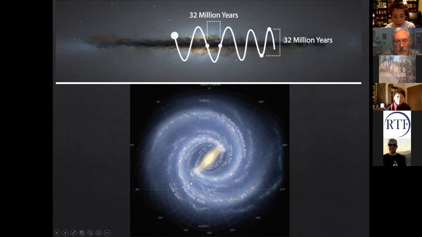But if you look at the picture below, it's thought that we are traversing through these arms as well, which is going to affect us, depending on where you are and which arm you're in the galaxy. So we could hit really cold ice ages, or we could hit really hot fronts as well. And these are things that we can possibly prepare for in the future.